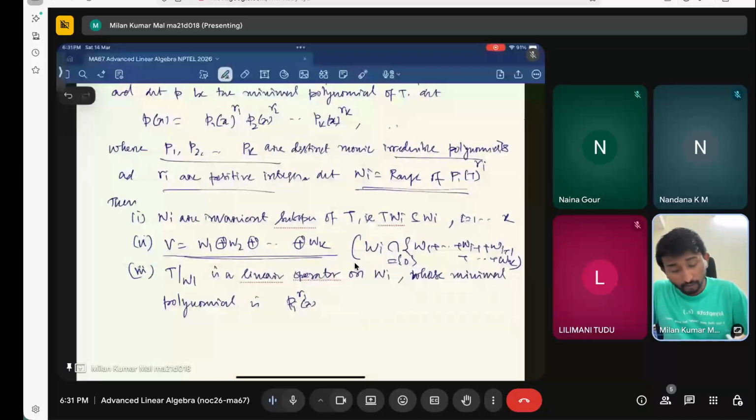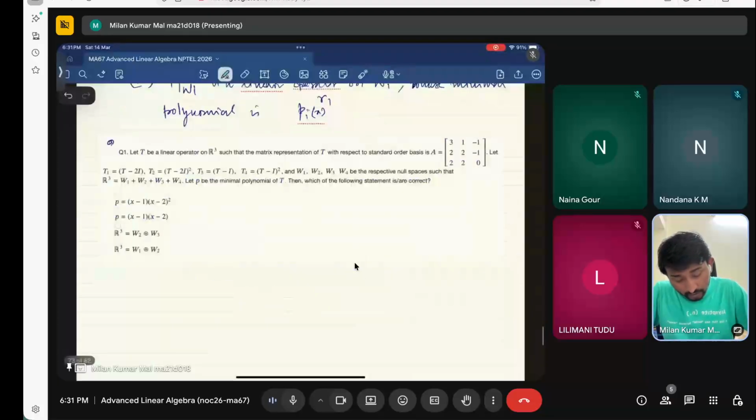Okay, let's come back to the problem. I have discussed lots of theorems today. So this is a problem. What it says is: let T be a linear operator on R3, where the matrix representation of T with respect to the standard ordered basis, A, looks like this. So A is the matrix 3, 1, minus 1, 2, 2, minus 1, 2, 2, 0.